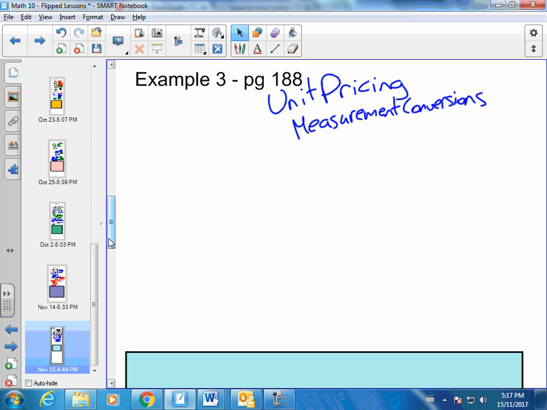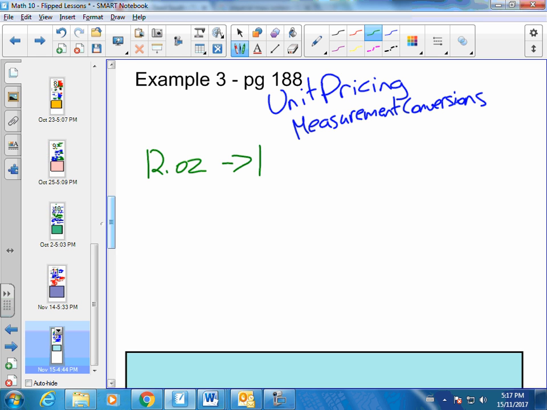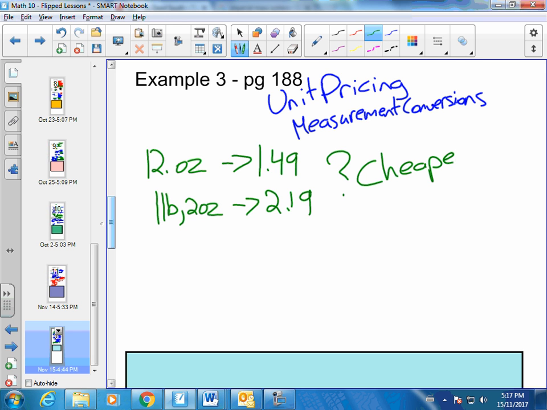So what they tell us is that we have a 12-ounce can of vegetables. It costs $1.49, and then we also have a 1-pound 2-ounce can of the same veggies, which costs $2.19. What they want to know is which is cheaper.